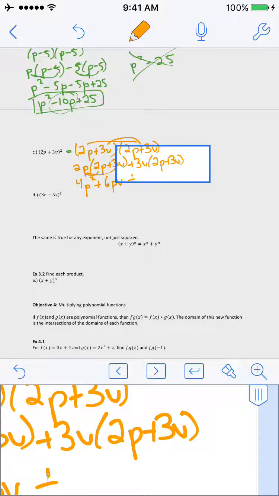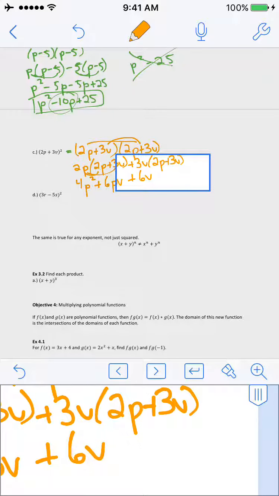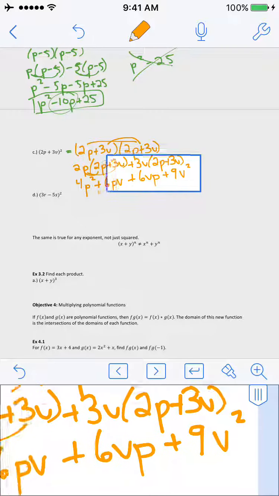Do the same thing over here. Plus 6vp. And lastly, I get 9v squared.